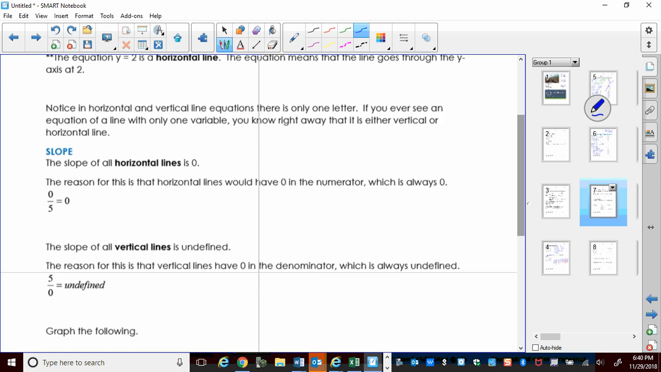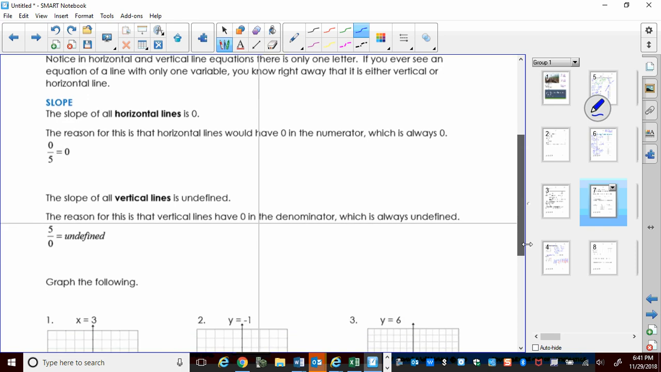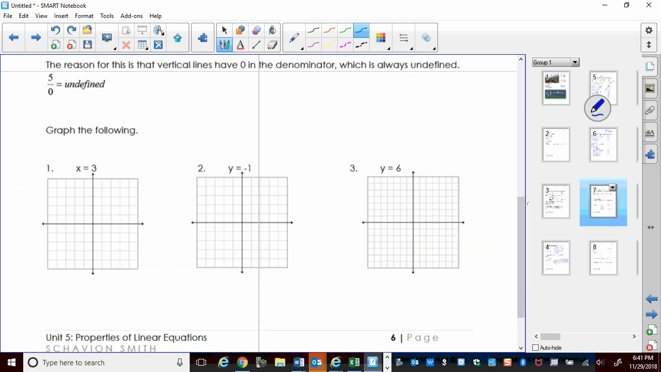The slope of all horizontal lines is 0. The reason for this is that horizontal lines would have 0 in the numerator, which is always 0. 0 divided by 5 equals 0. The slope of all vertical lines is undefined. The reason for this is that vertical lines have 0 in the denominator, which is always undefined. Okay, so any number divided by 0 is undefined.